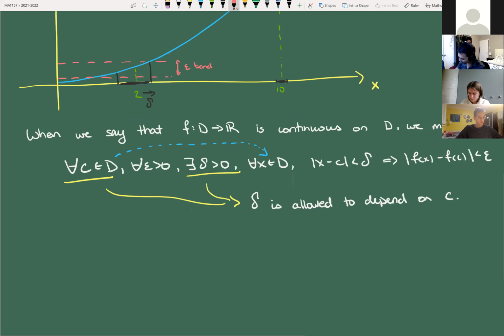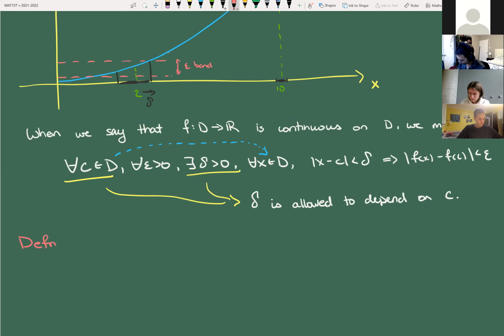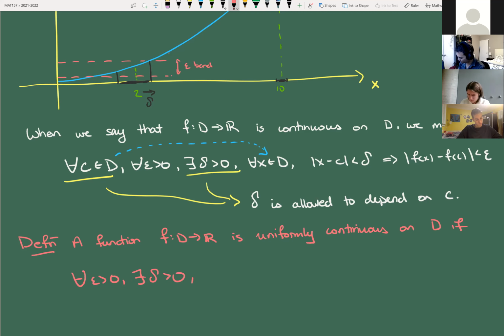Definition. A function f from D to R is uniformly continuous on D if for every epsilon greater than 0, there exists a delta greater than 0, such that for every x, and I'm going to keep it as C, usually I would use a y, but for every x and C in D, |x minus C| less than delta implies |f of x minus f of C| is less than epsilon.